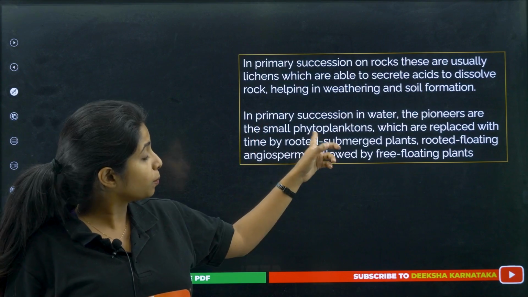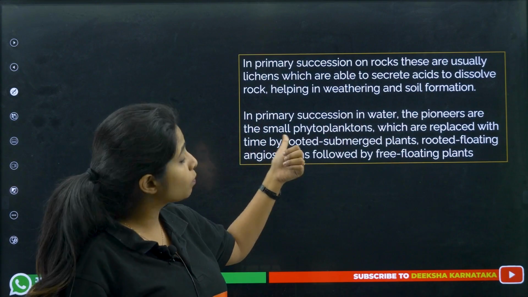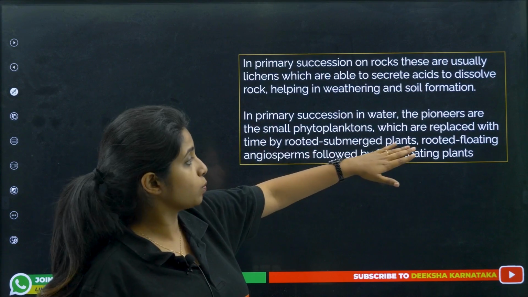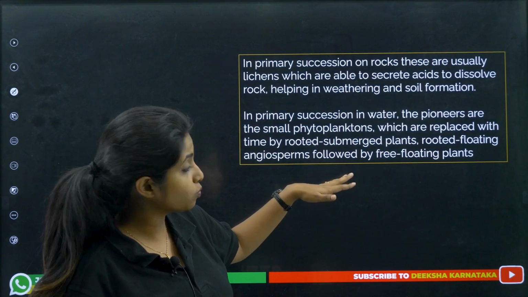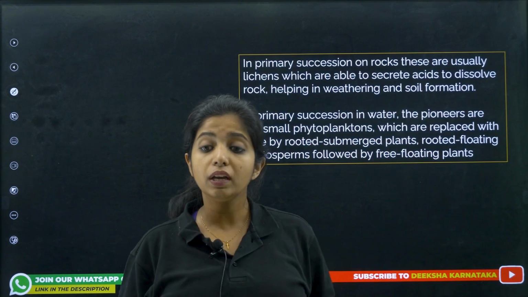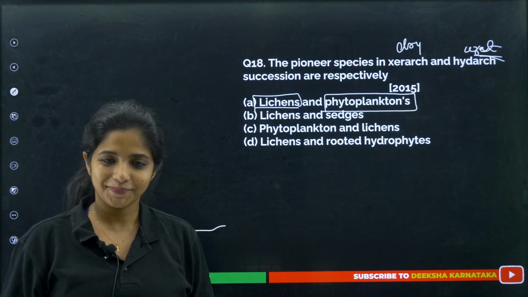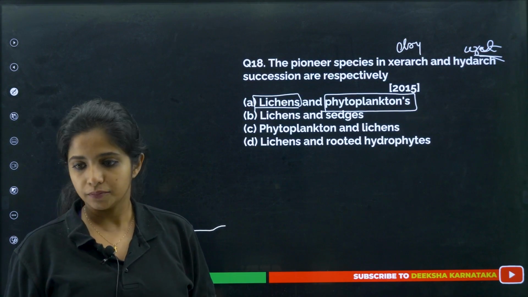In the case of primary succession in water, the pioneers are the small phytoplanktons which are replaced with time by rooted submerged plants, rooted floating angiosperms, that is flowering plants, followed by free floating plants. Slowly all the different types of plants come. Okay, so this is how things work.